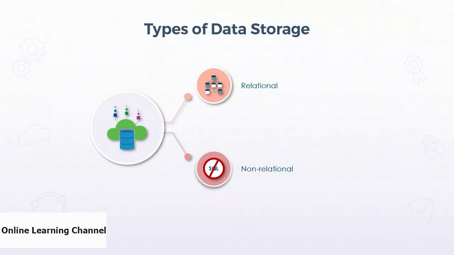NoSQL databases are popular with cloud development because they're more flexible and can be very fast. Data duplication, avoided in relational databases via normalization, is actually used in NoSQL databases as a strategy to speed up queries.